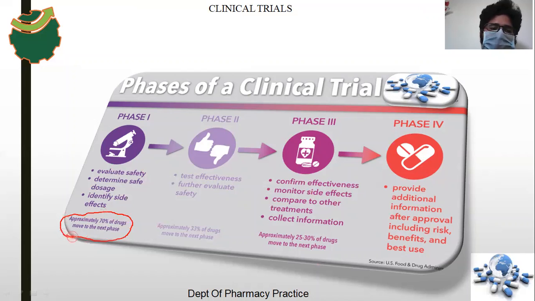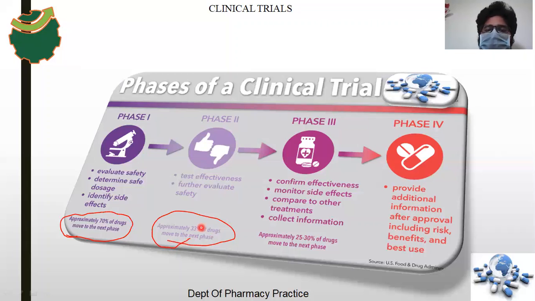approximately 70% of the drugs from phase 1 will move to phase 2. The remaining 30% of the drugs will be rejected, which will be kept in the compound library for some other use. In phase 2, only 33% of drugs will pass, which move to phase 3. See the difference. Out of 100, only 70% of drugs will clear phase 1, and out of it, only 33% of drugs will move to the next phase from phase 2. And in phase 3, only 25 to 30% of the drugs move to the next phase.